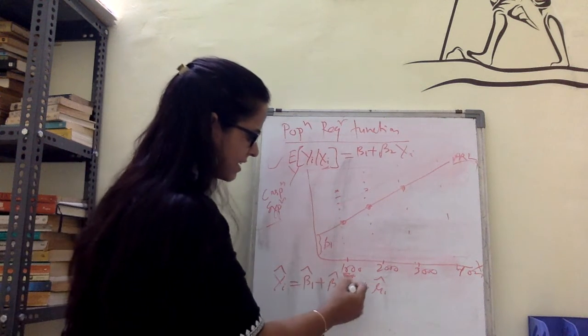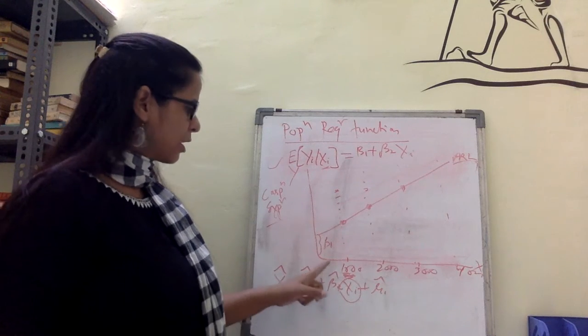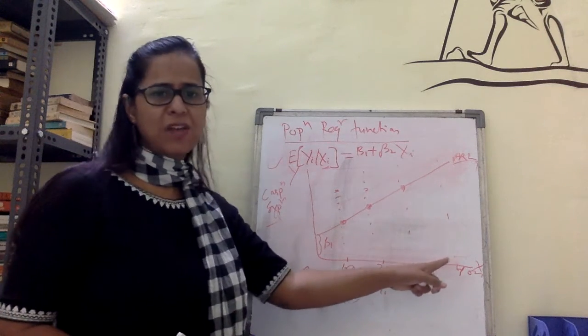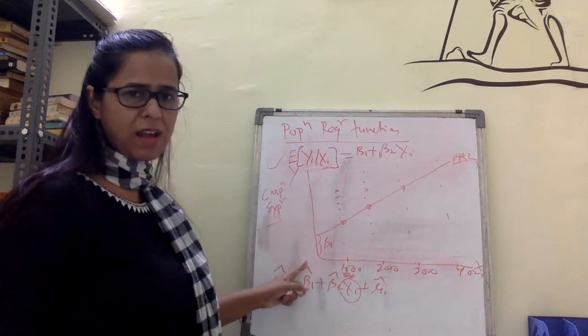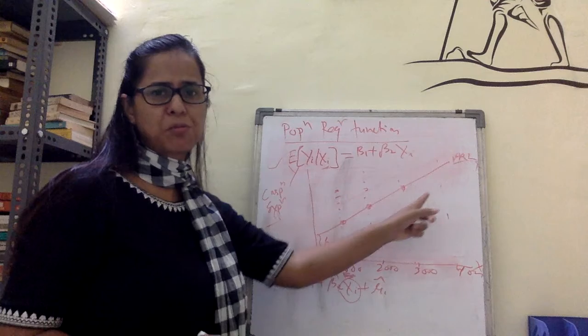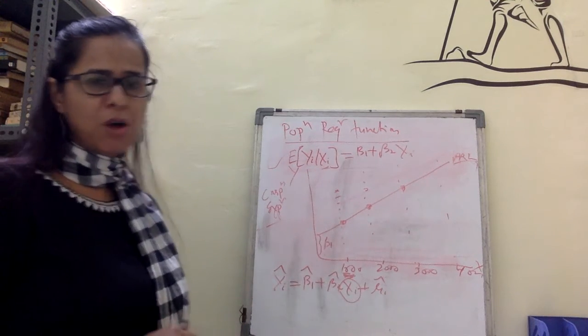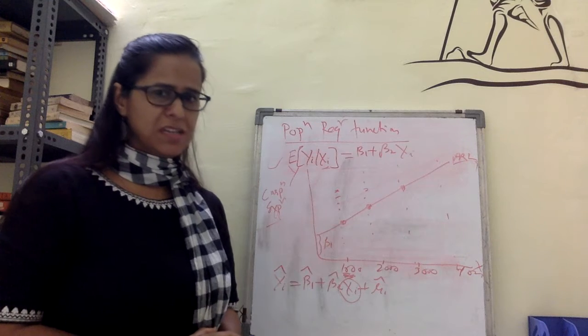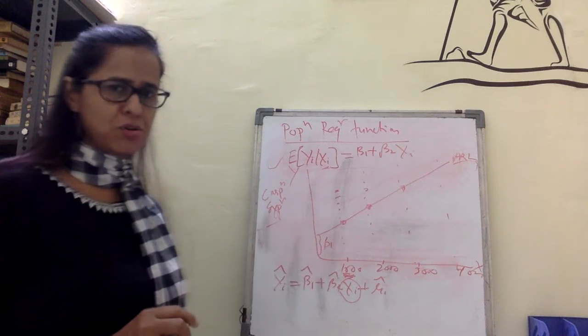Why is there no hat on this xi? Because these x's are given and we are not estimating x here. We are estimating or predicting the values of y. The expected value of y we are trying to predict with the help of this model. So I hope I am now very clear on the population regression function and the sample regression function, which I talked about yesterday also.